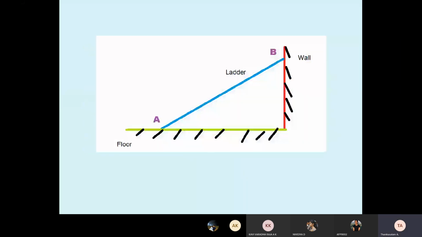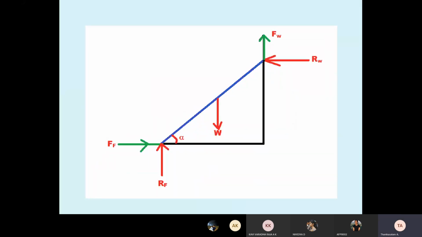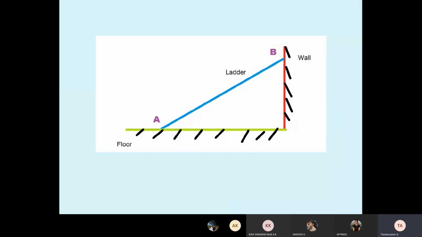See this diagram. This is the ladder. The ladder rests against a vertical wall and a horizontal floor. The ladder contacts the floor at point A and the vertical wall at point B. Then if you draw the free body diagram, students, always keep in mind we are discussing friction. Here the ladder contacts A and B, floor and wall, so at two places the friction will be there.